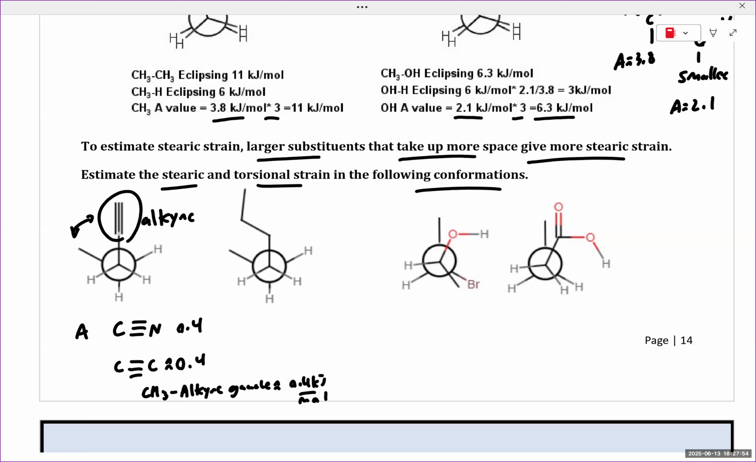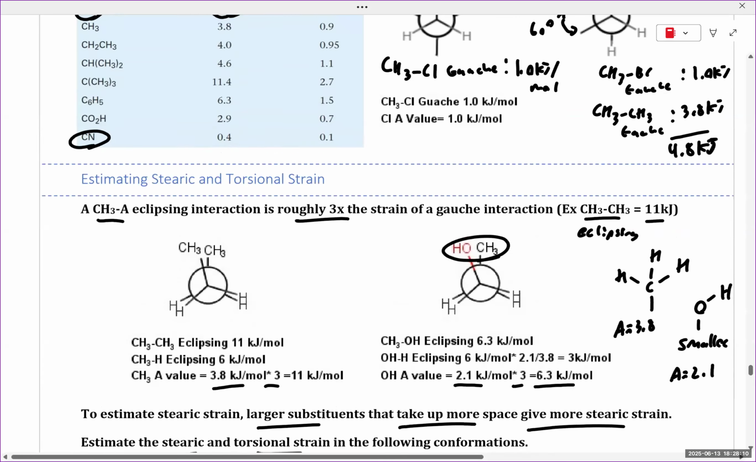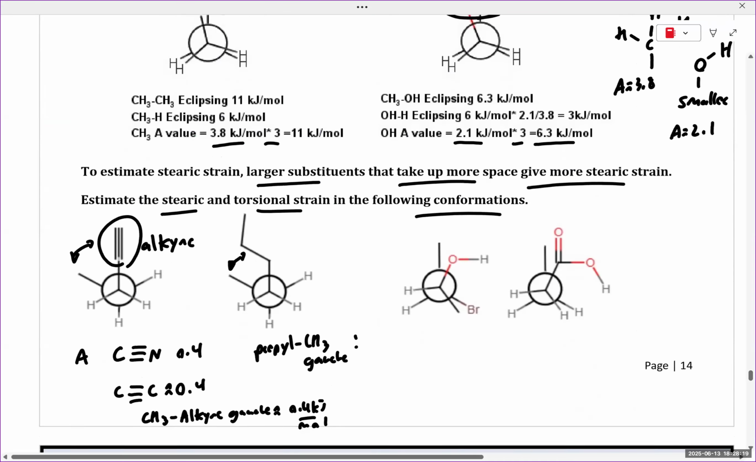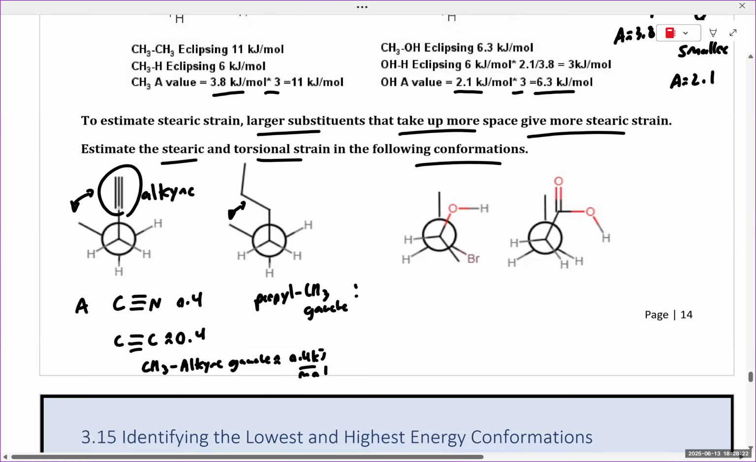Let's look at another example. This time we have a propyl-methyl gauche interaction. Looking at the A value table, we have some values for methyl and ethyl groups. So I'd like you to take a moment and estimate the total amount of strain for this propyl-methyl gauche interaction. So you may want to pause the video at this time for that.